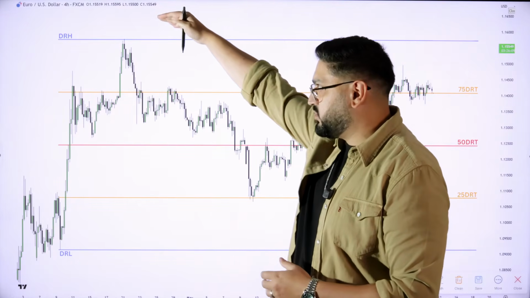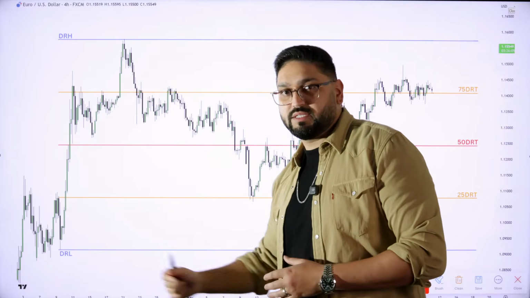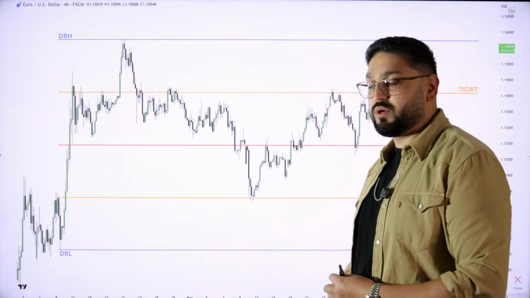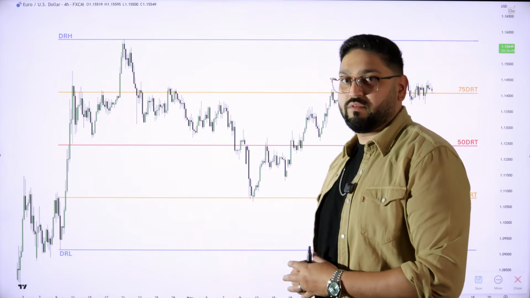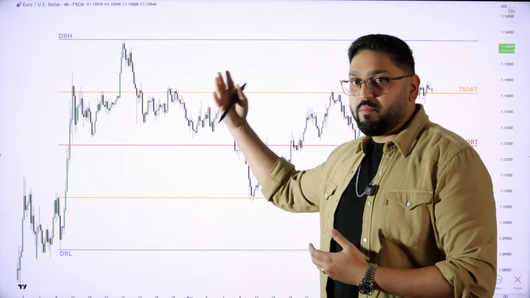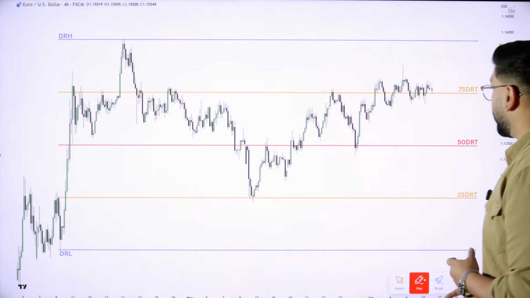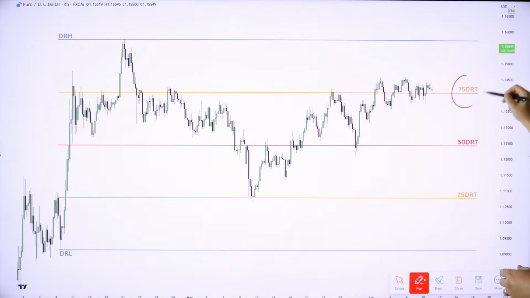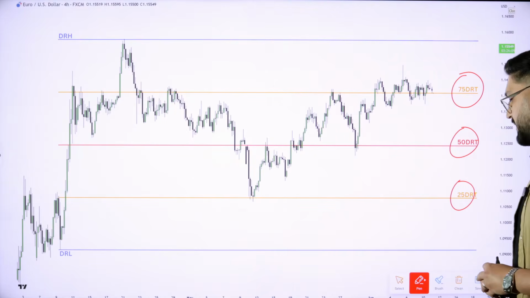This will have major buy side liquidity above the dealing range high and major sell side liquidity below the dealing range low. Any swing highs or swing lows inside of this parent dealing range will contain minor buy side or sell side liquidity pools. And of course, the grades inside of the range are going to be our 75 DRT level, the 50 DRT level or equilibrium, and the 25 DRT level.